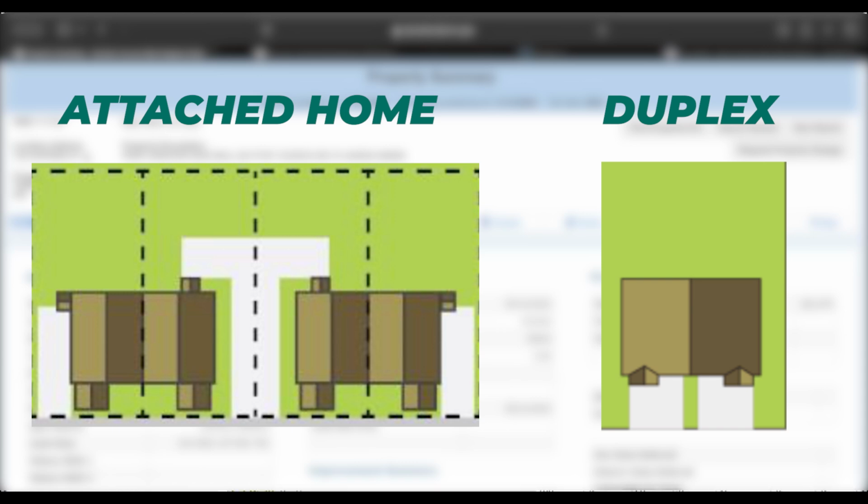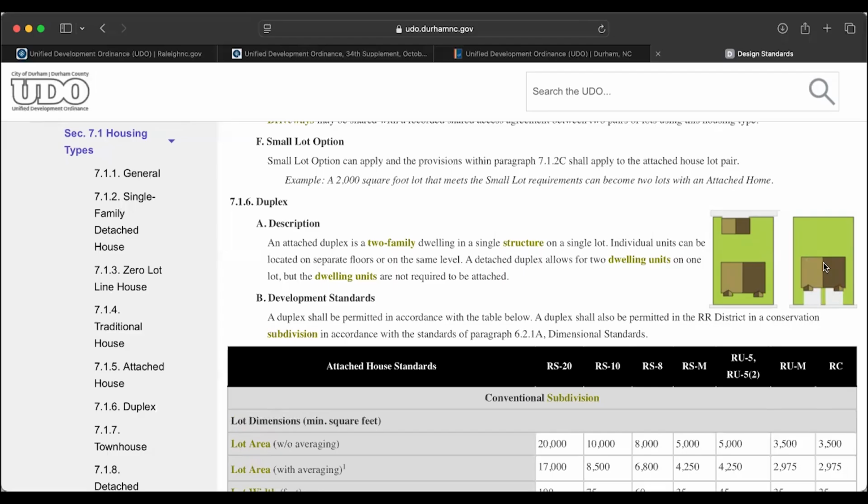Now let's go down to duplex. Duplex is one parcel. This one shows it's on one parcel, but it has two units. So typically this is for an investment property or somebody that's going to maybe buy this, live in one side, rent out the other side, which still makes it an investment property. If you wanted to sell these as individual units, what you're going to have to do is create a condo association where basically the condo association owns the land. You could sell off each individual.